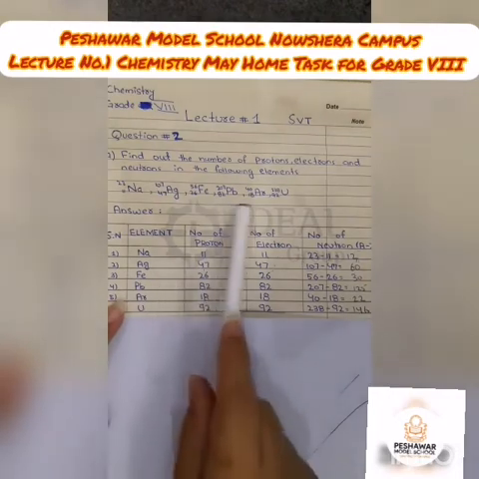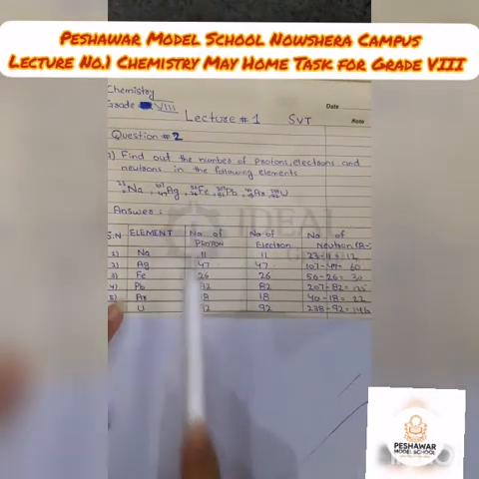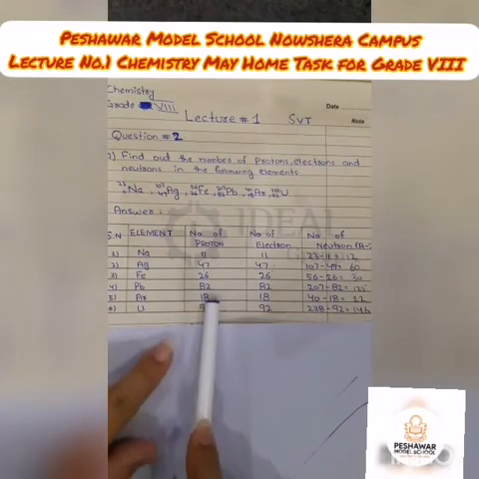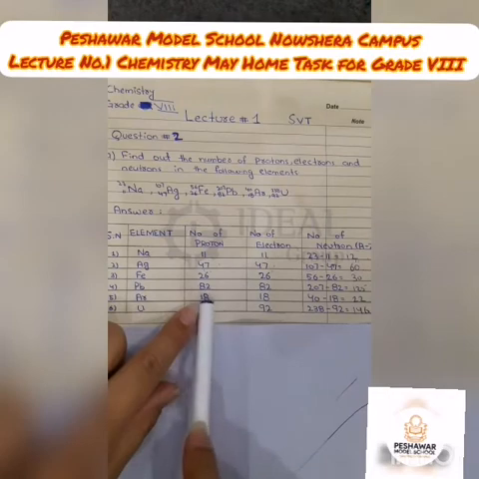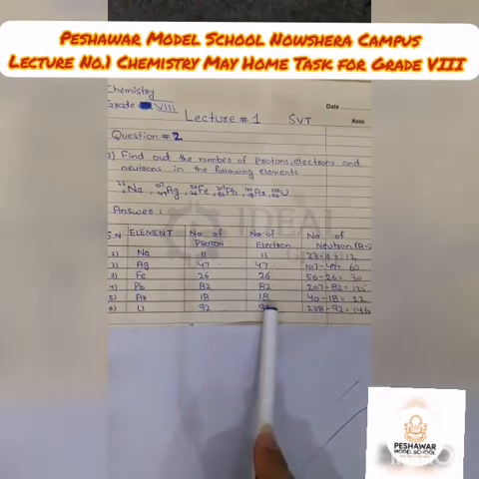The last one is argon. Argon atomic number is 18 and its mass number is 40. Argon atomic number is 18. It means that it has 18 proton, and the number of proton is equal to the number of electron. It has 18 proton, so it has 18 electron as well.